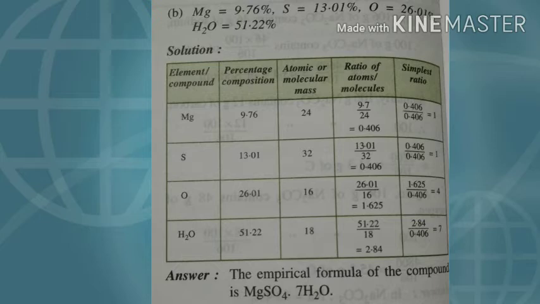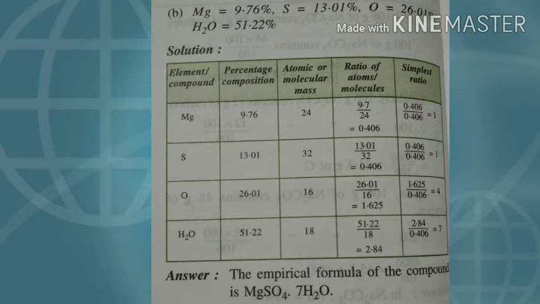Why is it given as atomic or molecular mass? See here, you can see the water of crystallization. Water exists as a molecule. Then in the last column, what do you have to write? Yes, simplest ratio. So we have made 5 columns and we have written these 5 column headings.